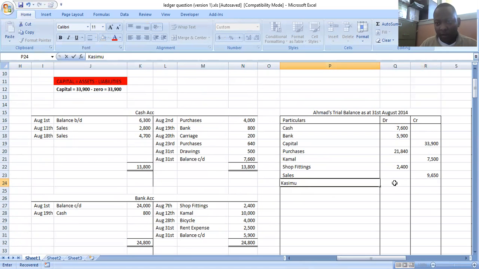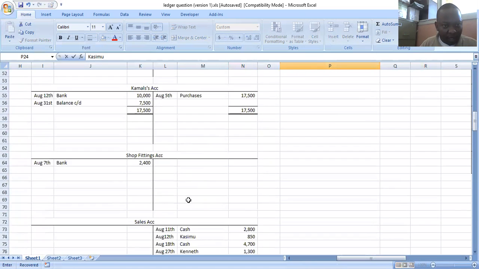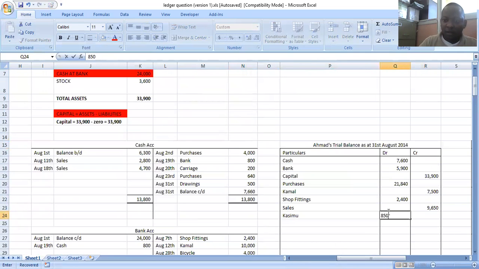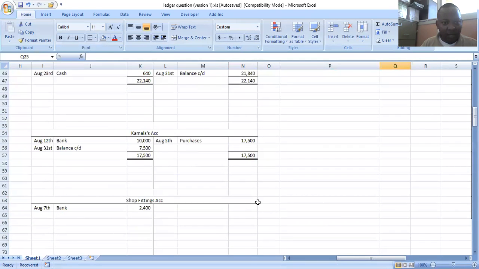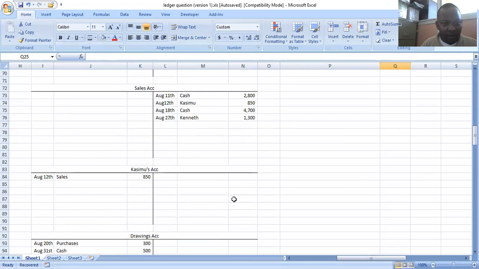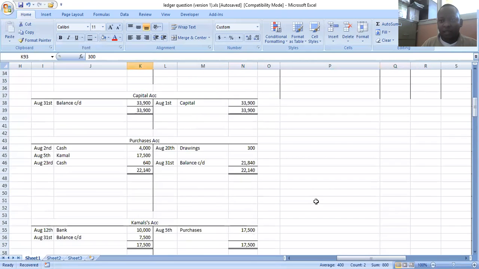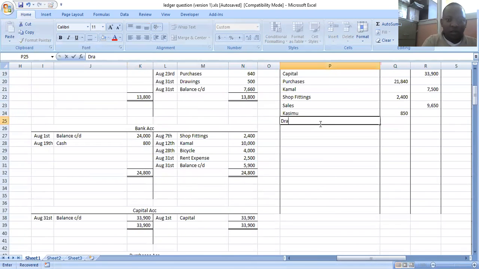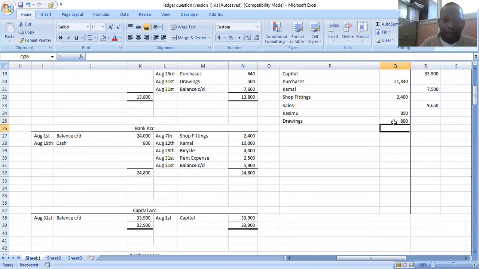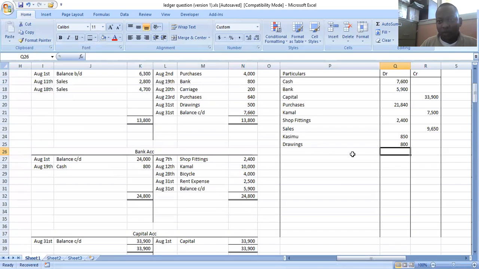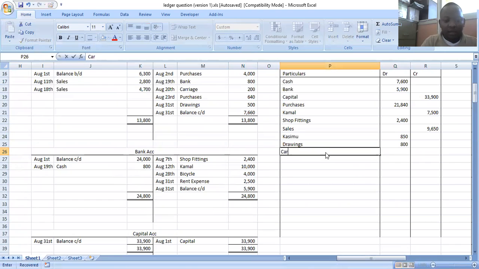Kasimu's account. Kasimu is what type of balance? This will be a debit balance of 850. Then after Kasimu's account, next we have drawings. It will be a debit of 800. So drawings, debit balance of 800. Then we have carriage, a debit of 200. Carriage, a debit of 200.